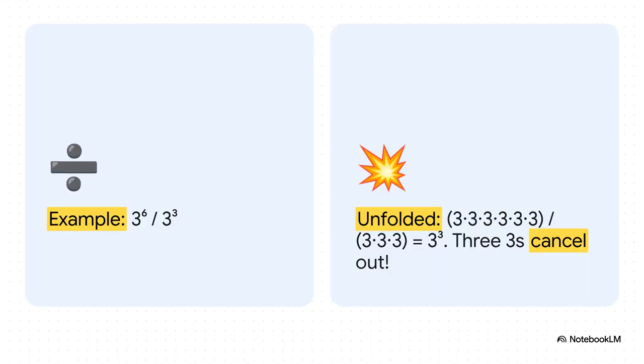So what about division? Let's try 3 to the 6th divided by 3 to the 3rd. Again, let's write it all out. We've got 6 3s on top and 3 on the bottom. You can see right away that 3 of the 3s on top are just going to cancel out with the 3 on the bottom. And what are we left with? Just 3 3s, or 3 to the power of 3.